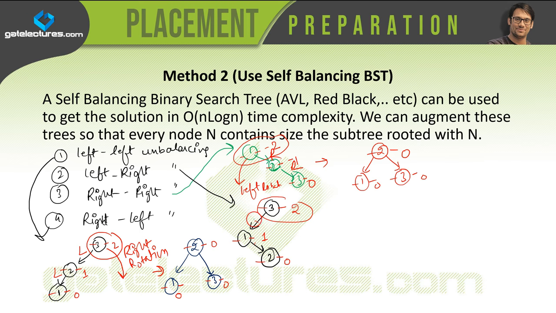Now because it is unbalanced, to make it balanced, we have to perform two operations here. Two operations are required. Number one, this is the left-right unbalancing, so we have to convert this left-right unbalancing.